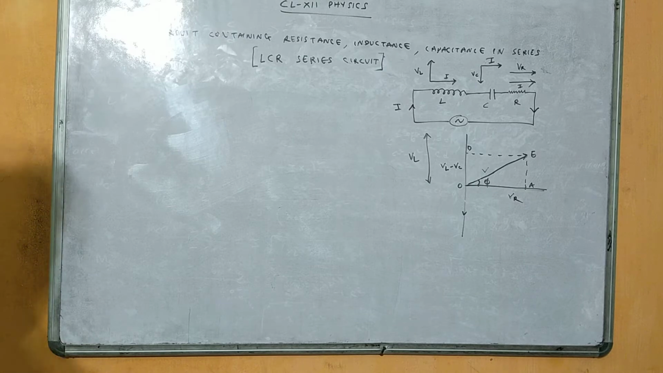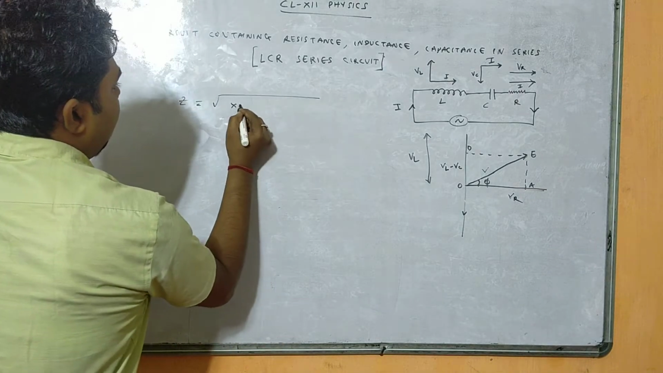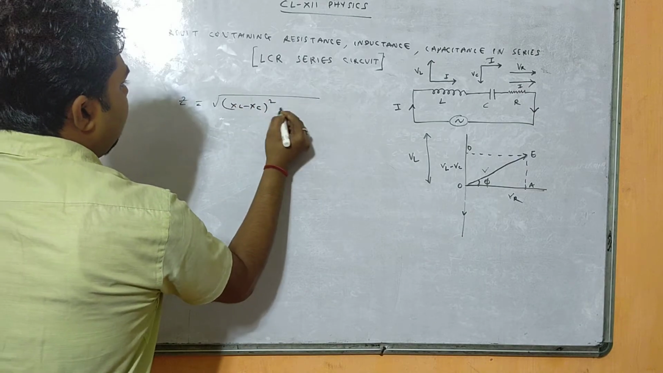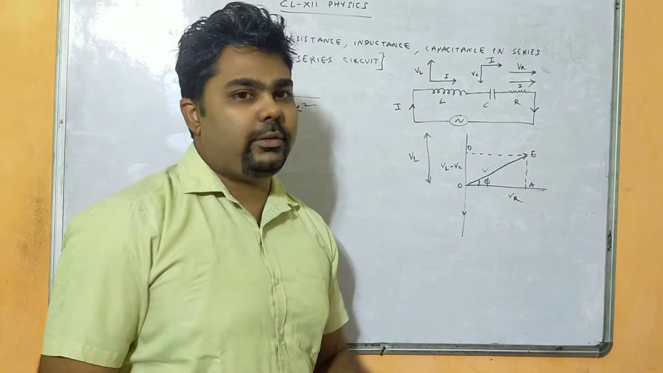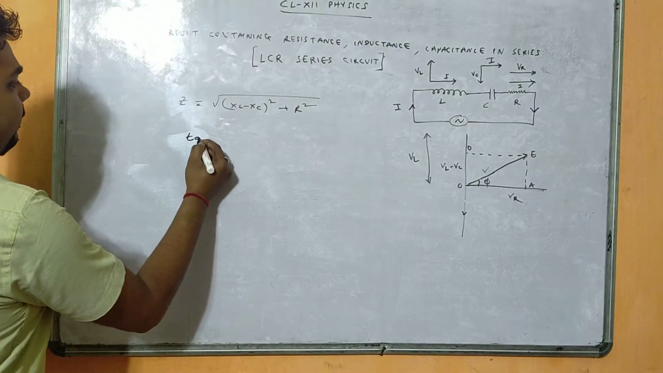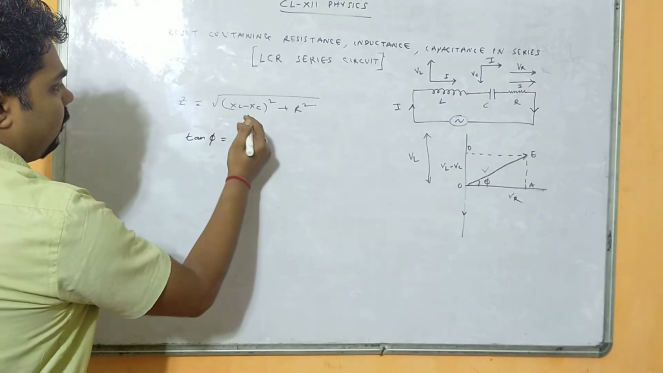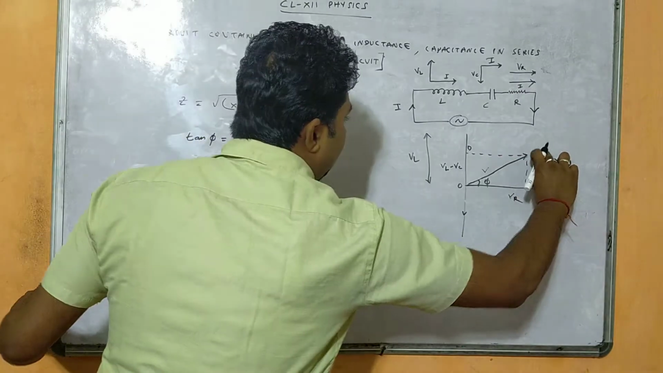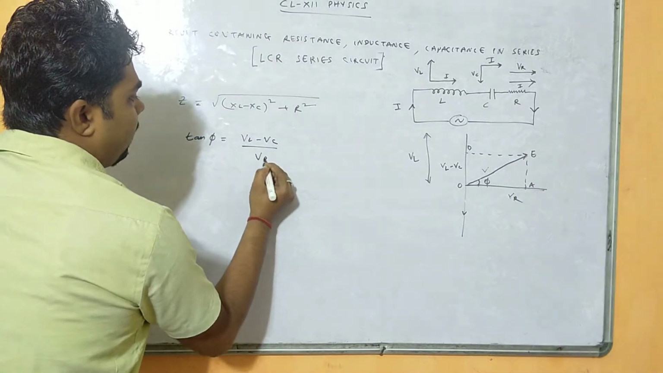So the impedance which we have derived was Z equals root under (XL minus XC) whole square plus R square, right? Now if we need to find the phase angle of this LCR circuit, that is the phase difference, it is given by tan phi. Tan phi is given by perpendicular by base. So P is given here by VL minus VC, and the base is VR, right?